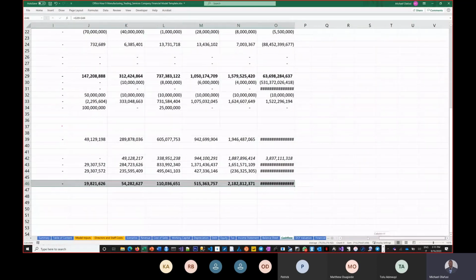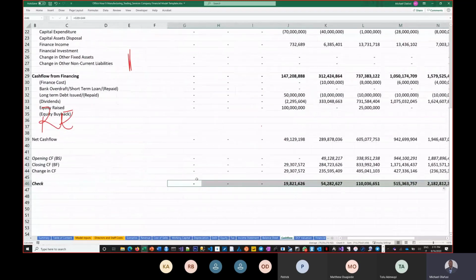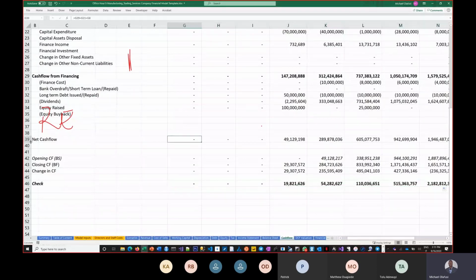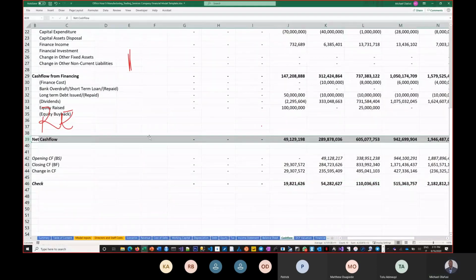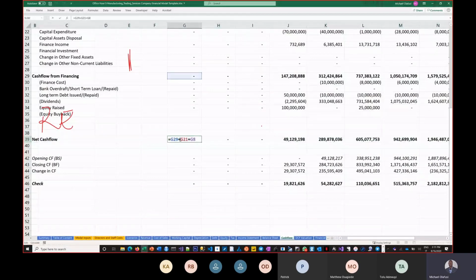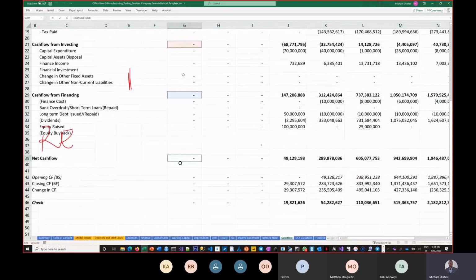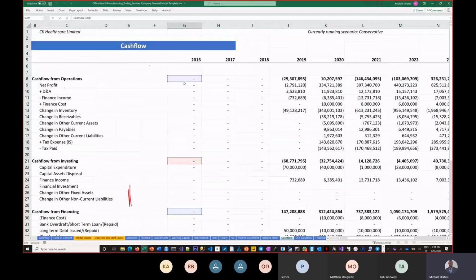Okay, so there's a problem. Ours is not balancing. So we need to troubleshoot and figure out where something is wrong. So I work backwards. I don't know where the something wrong is, but we can always troubleshoot it.